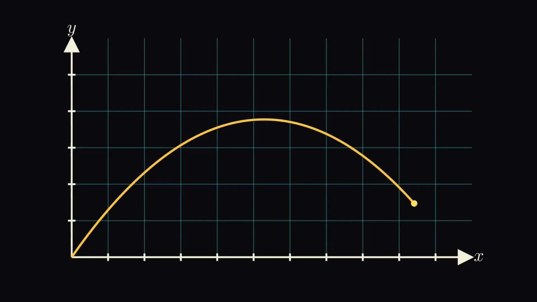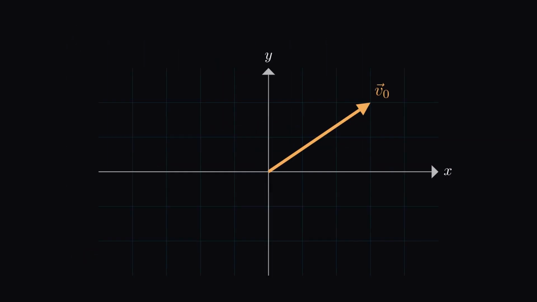In our case, the object is launched neither straight up nor perfectly horizontally. It is launched at an angle. We can represent its initial velocity, called v0, with an arrow. This arrow tells us two things: the direction in which the object is moving and how fast it is moving. In physics, an arrow like this is called a vector.